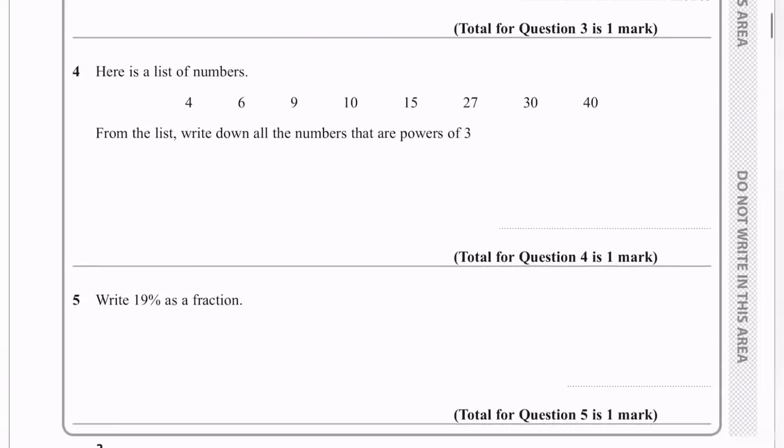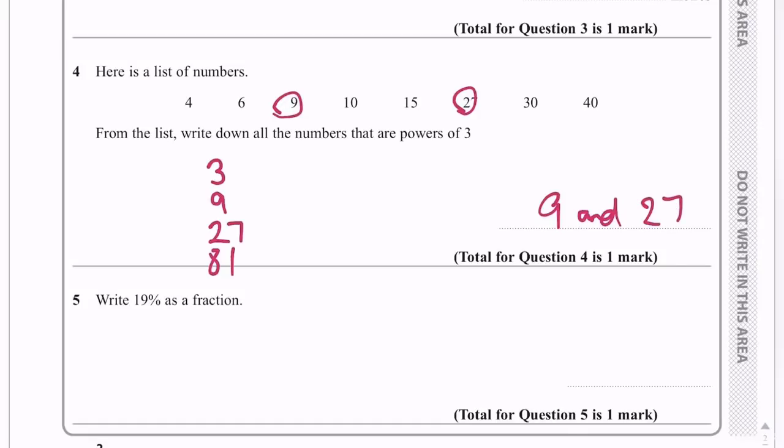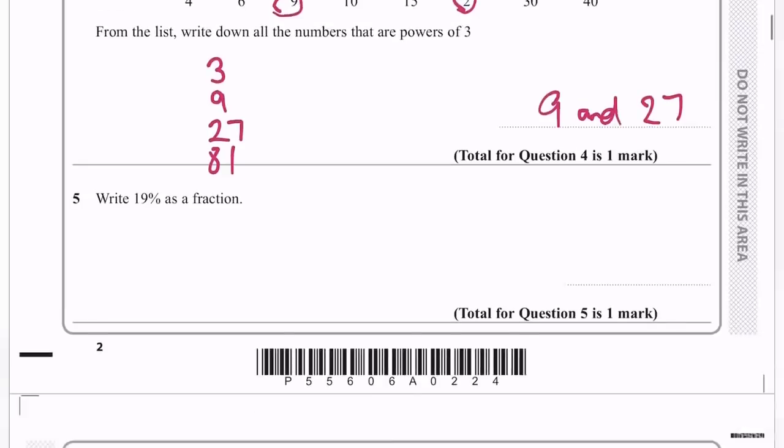Here's a list of numbers. Write down all the numbers that are a power of 3. So 3 is a power of 3. 3 squared would be 9. There we go, 9's in there. Times 3 again would be 27. 27's in there. And times 3 again would be 81. So 81's not in there. So it's 9 and 27.